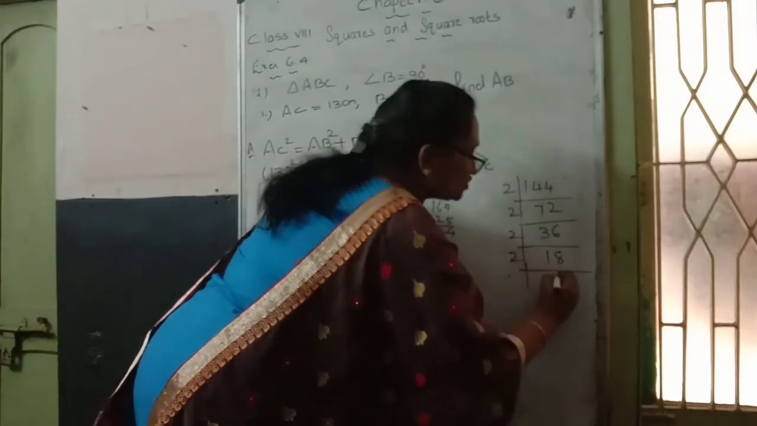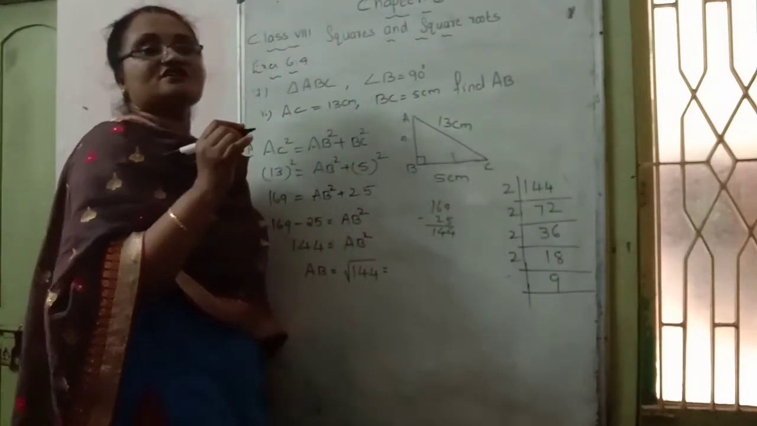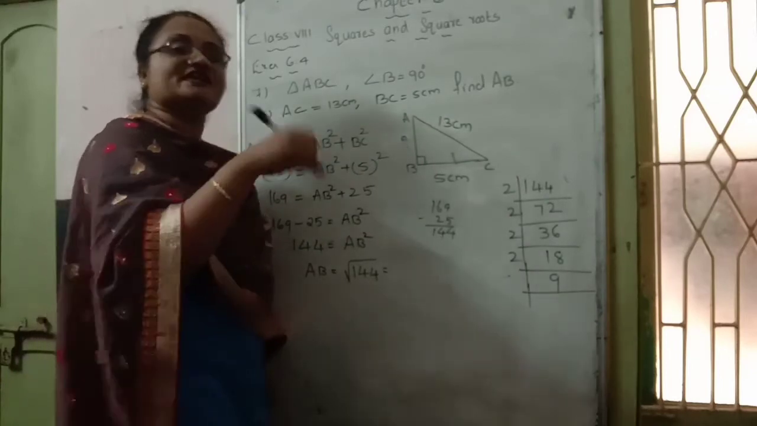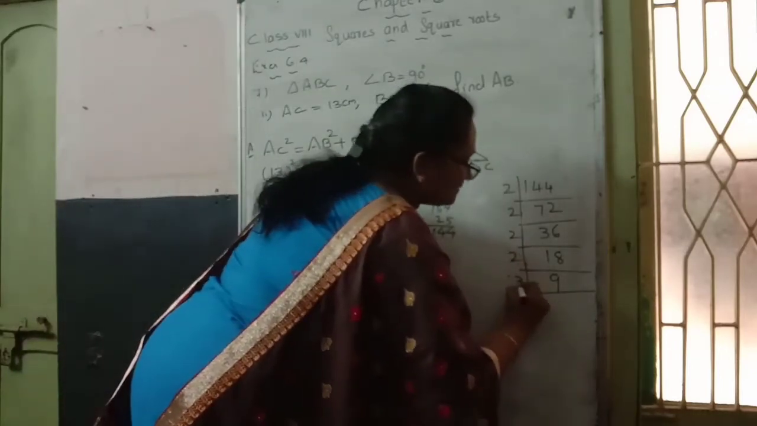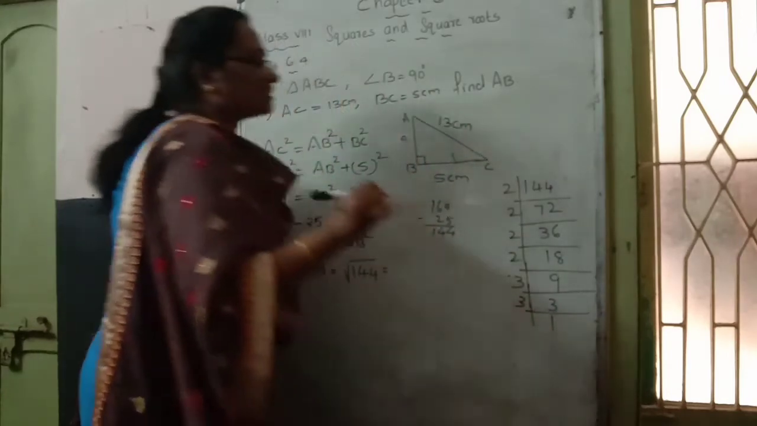Then continue with 2. Answer dividing, the answer becomes 3. 9 again is not possible with 2. Next prime number is 3. 3 table 3, again 3 is a prime number. 3 use it to divide.